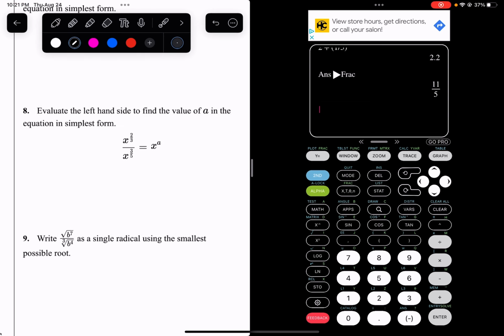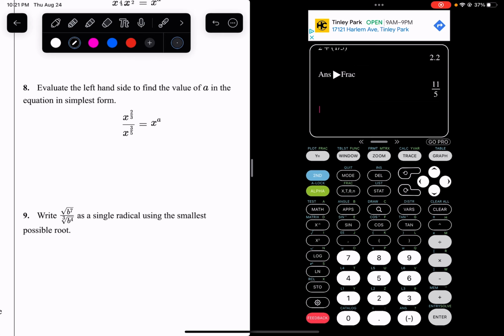This one here. All right. When we are dividing things with exponents, we subtract. So you have to do top minus bottom. Okay. So I'm going to do 2/3 minus 3/5.